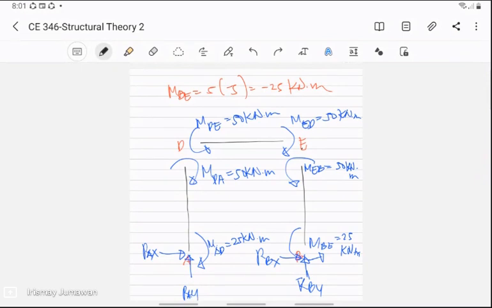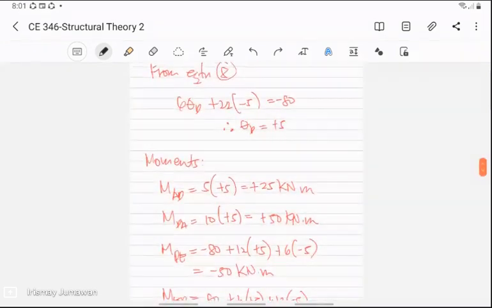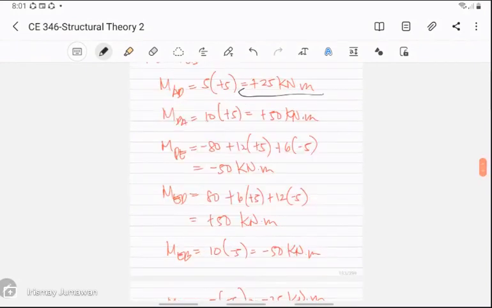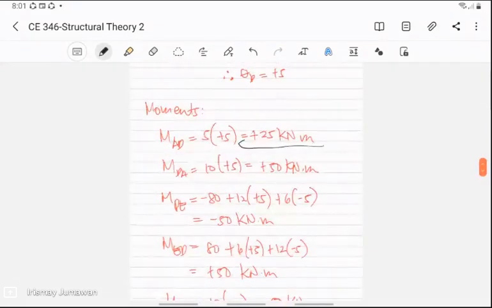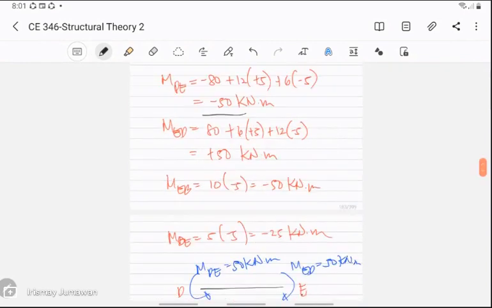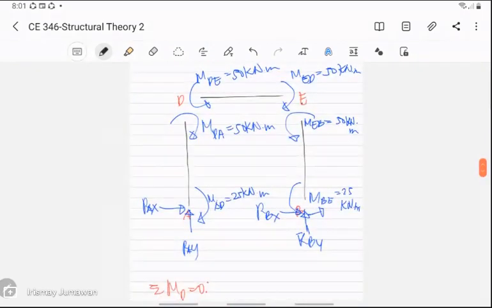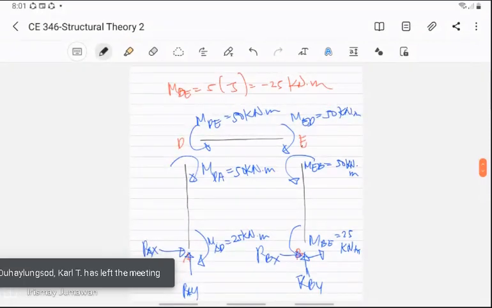So for member AD, that is, if you look at it, member AD is positive 25. So that is clockwise direction. You also have clockwise direction. For member DE, you have negative 50, which is counterclockwise direction. So you also have counterclockwise direction.